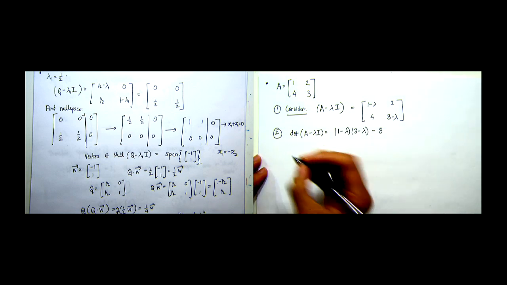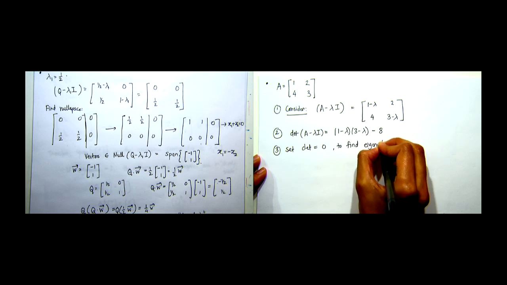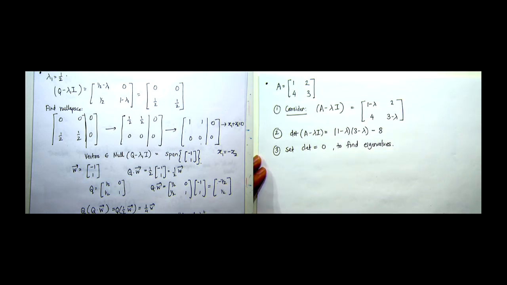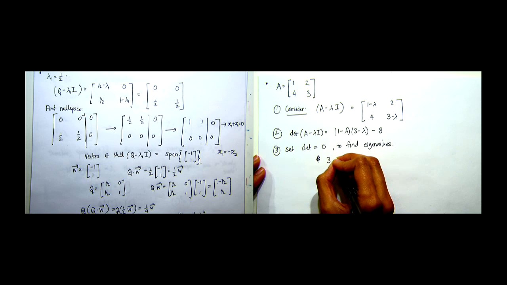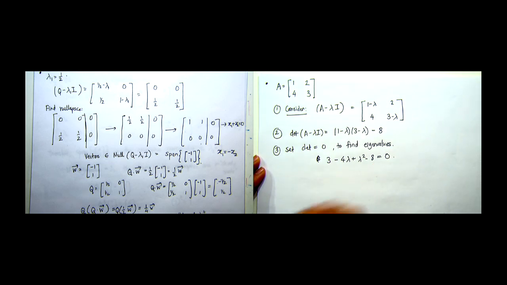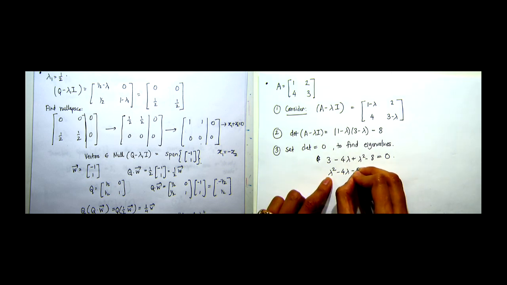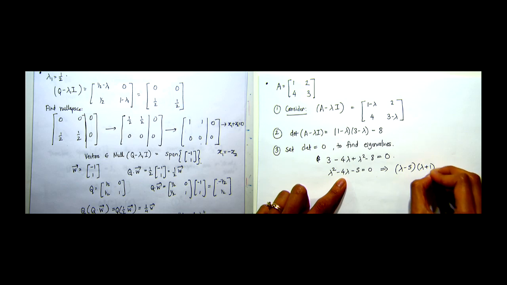Everyone with me on the determinant? Okay, now we want to set the determinant equal to 0 to find the eigenvalues. Let me expand this: I have 3 minus 4 lambda plus lambda squared minus 8 equal to 0. So I have lambda squared minus 4 lambda minus 5 equal to 0. This implies, what are the factors? Lambda minus 5, lambda plus 1 equal to 0.